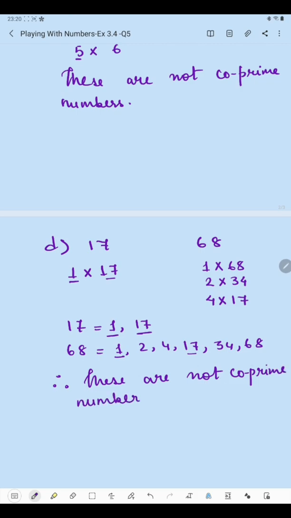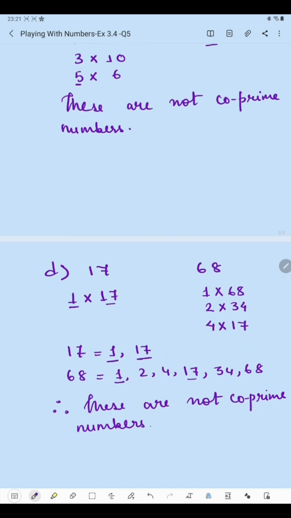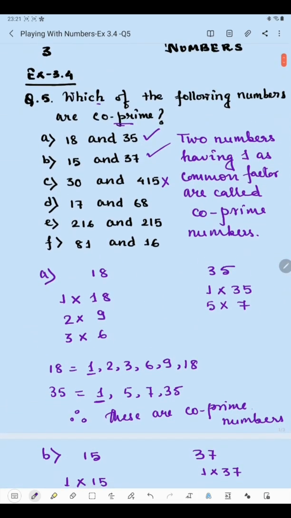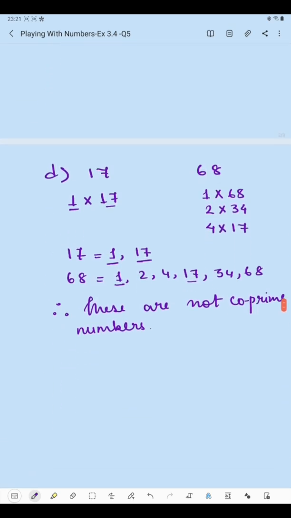That means co-prime numbers have only 1 as a common factor, and if we get any number other than 1, then we will say that these are not co-prime numbers, okay. Now the next part we have 216 and 215. So we have crossed number D because these are not co-prime numbers, okay.